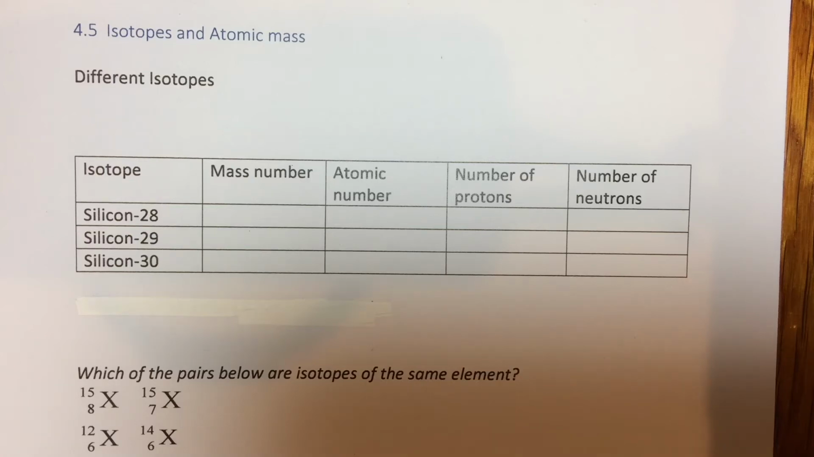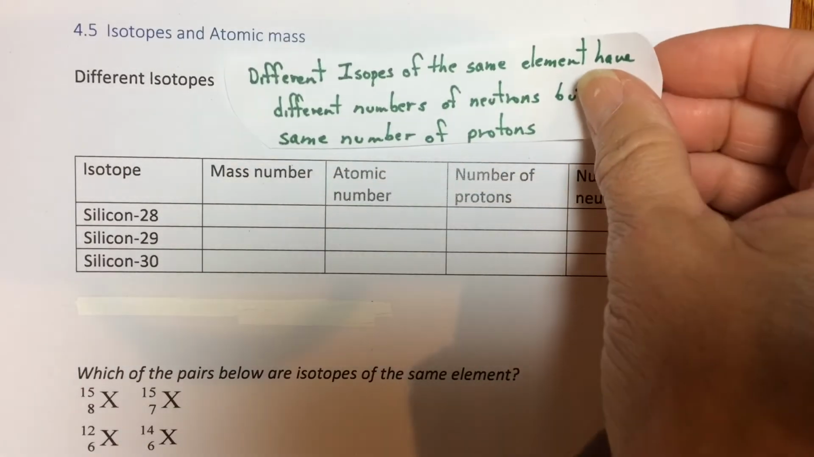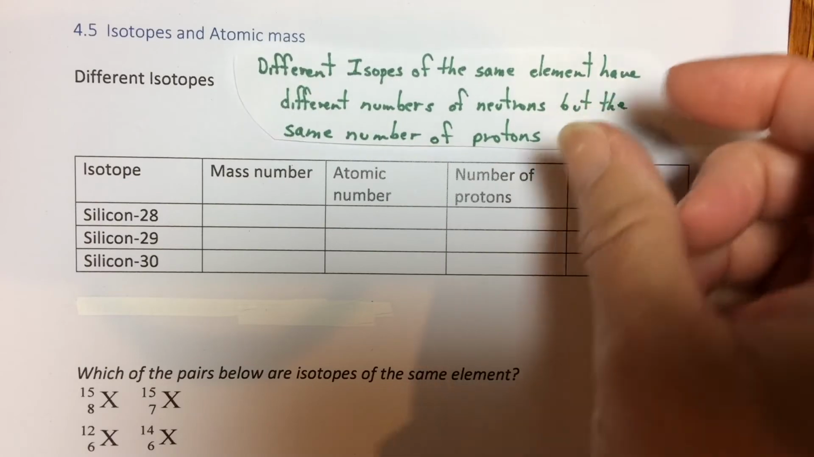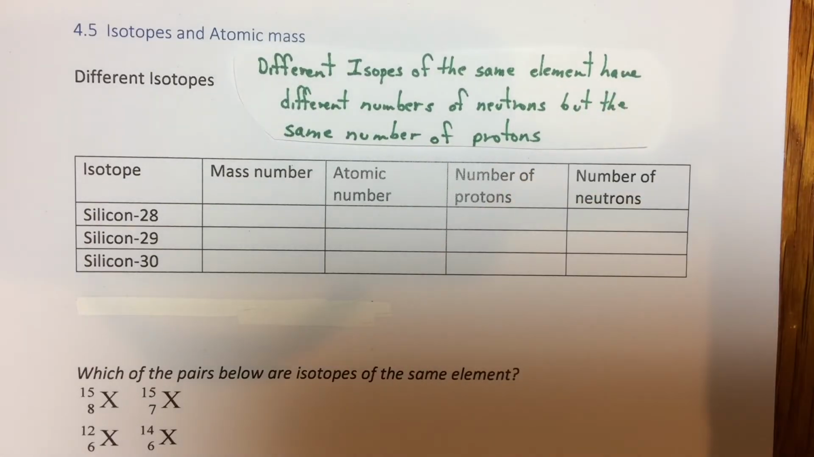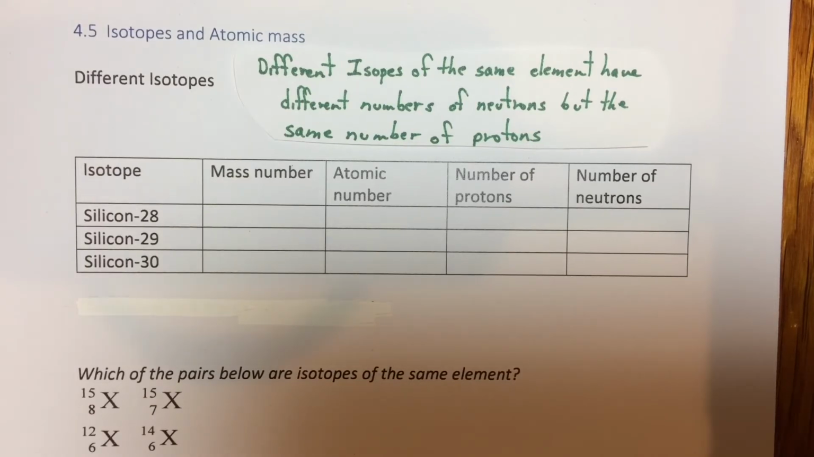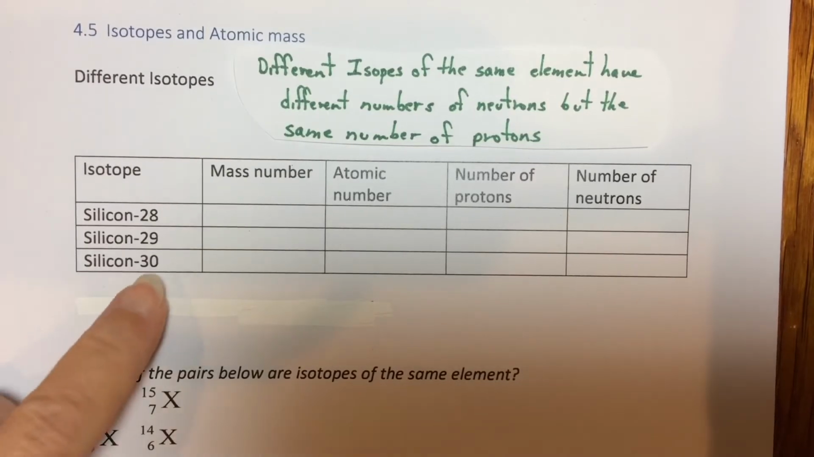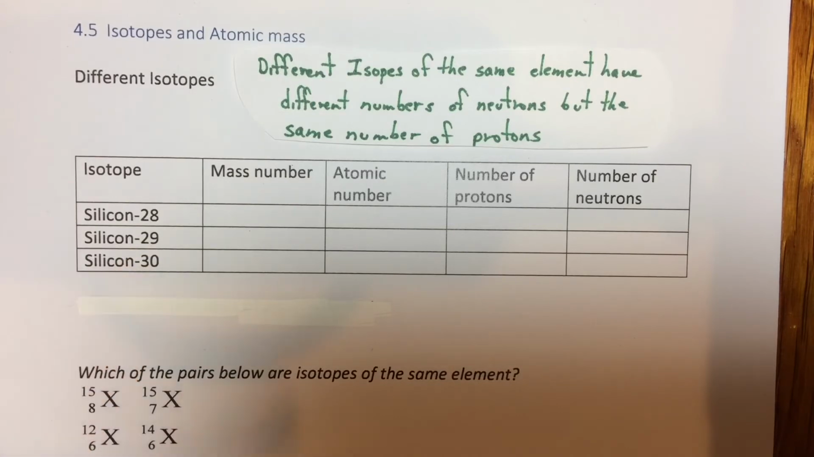Okay, so this section is going to be isotopes and atomic mass. So let's start with isotopes. Isotopes are members of the same element that have different numbers of neutrons but the same number of protons. So below we have three different isotopes of silicon written out. We've got silicon 28, silicon 29, and silicon 30.